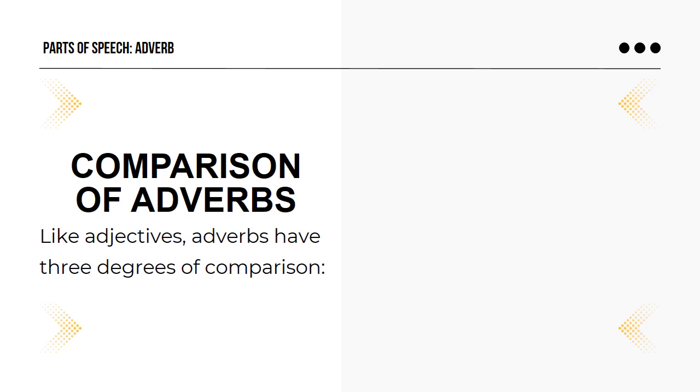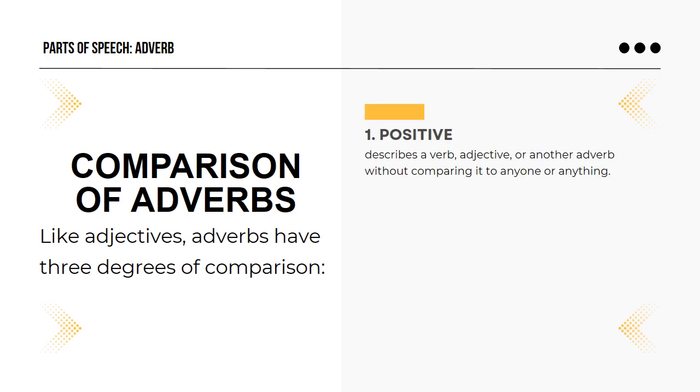Okay, next is we have comparison of adverbs. So, like adjectives, adverbs have 3 degrees of comparison. So, what could be these 3 degrees of comparison? First degree is we have the positive degree. So, it describes a verb, adjective, or another adverb without comparing it to anyone or anything. Ibig sabihin, simple lang siya.